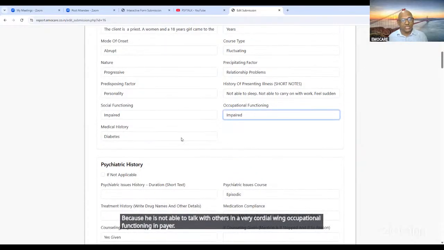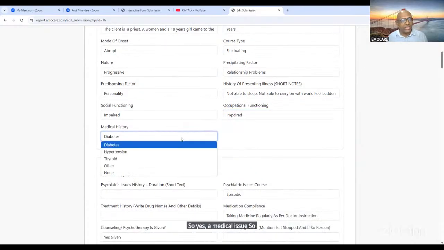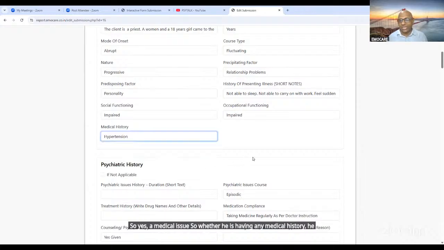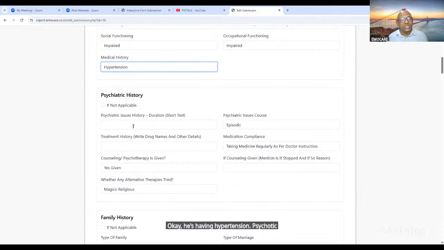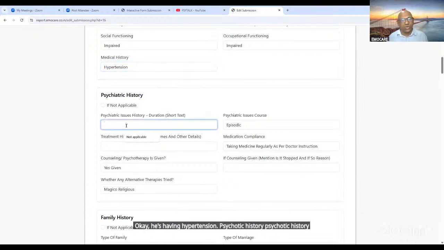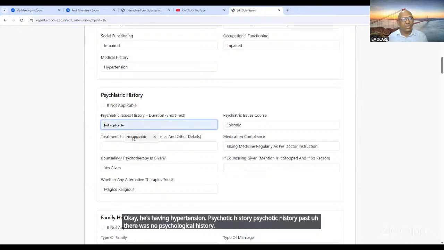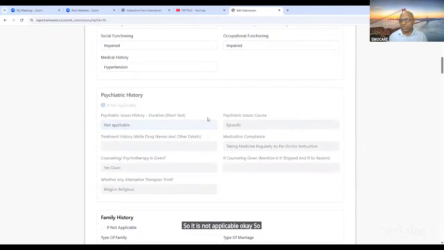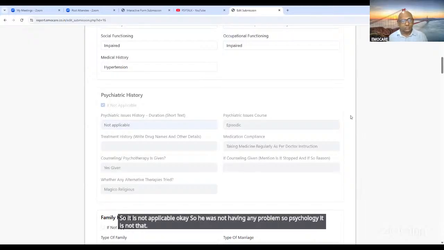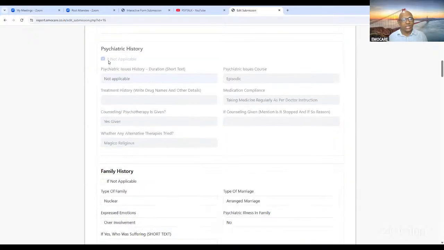So medical history. Whether he is having any medical history, he is having hypertension. Okay, he is having hypertension. Psychiatric history, past, there was no psychological history. So it is not applicable. Okay. So he was not having any problem. So psychiatric history, it is not there. If not applicable, when we take this in case study, these aspects will not come.